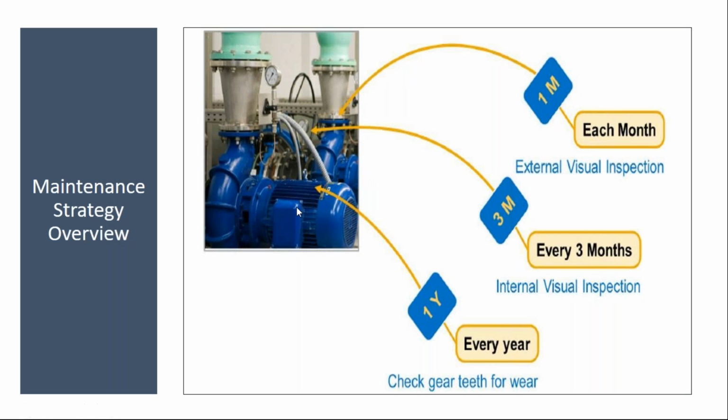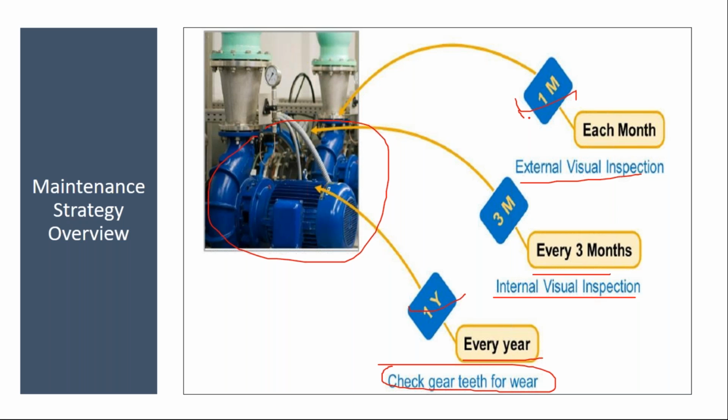Let's say you have a pump in your organization. So for this pump, every month they will do external visual inspection. After every 3 months they will do internal visual inspection, and after every 1 year they will check for the gear teeth for the wear. Okay, so here it is based on time. So then you have to go for time-based maintenance strategy.